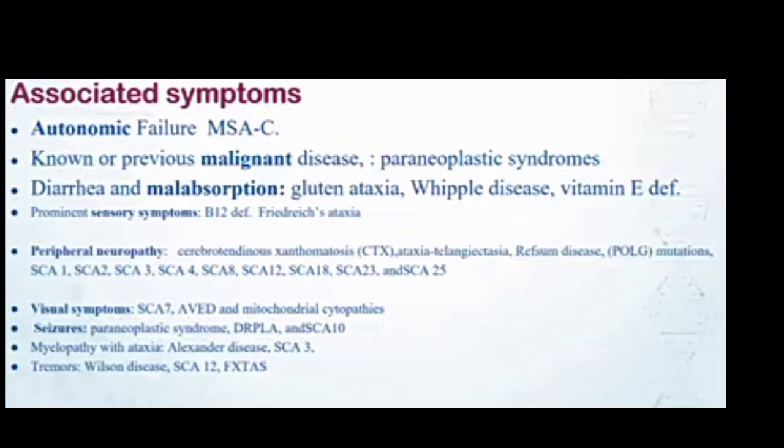So associated findings can also point towards the disease, like autonomic failure in multisystem atrophy, underlying or prominent malignant disease in paraneoplastic disorders. A history of malabsorption should always be taken to rule out gluten ataxia and vitamin E deficiency. Severe sensory symptoms are found in Friedreich's, and peripheral neuropathy is found in a lot of heredofamilial diseases like the SCAs and CTX. Visual symptoms are prominent in SCA7 and vitamin E deficiency, while tremors are common in Wilson's disease and fragile X tremor associated syndrome. So these kinds of associated findings can be helpful to home in on a diagnosis. Next slide.